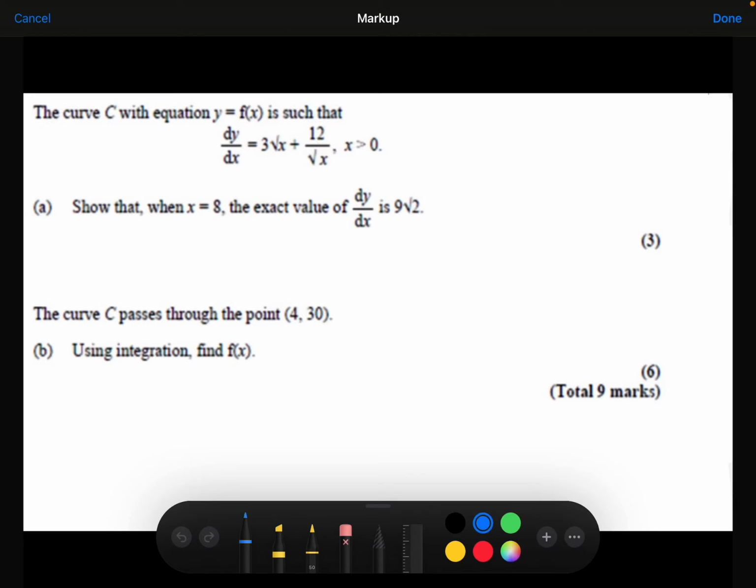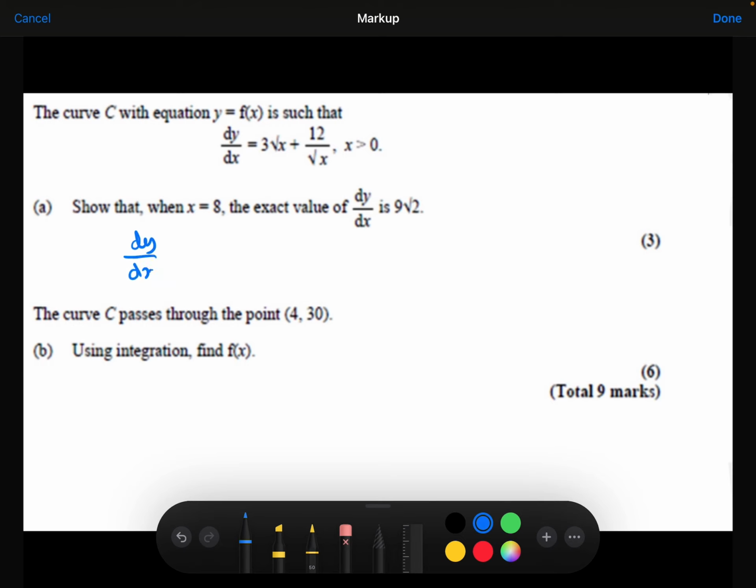The curve C with the equation y equals f of x is such that dy by dx is equal to 3 root x plus 12 over root x, where x is greater than 0. I need to show that when x is 8, the exact value of dy by dx is 9 root 2. So this is just asking me to substitute 8 in here and here and show that I get 9 root 2 for dy by dx.